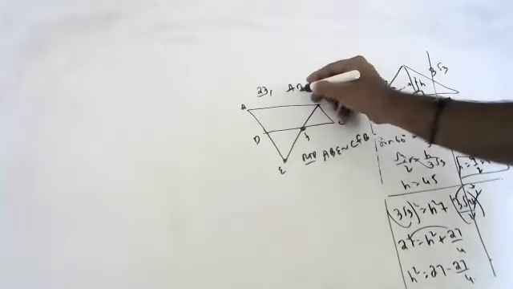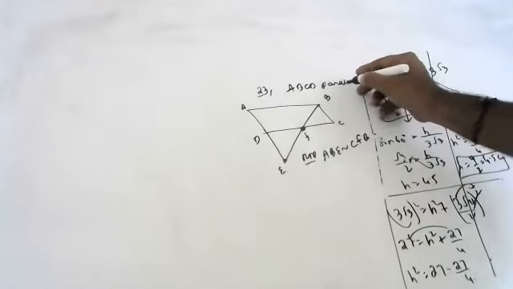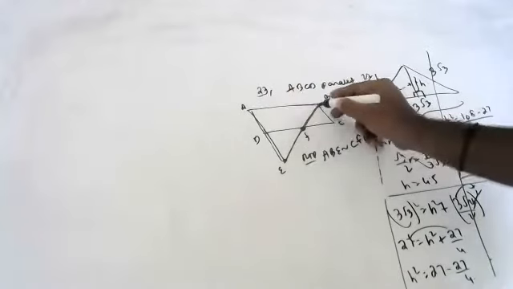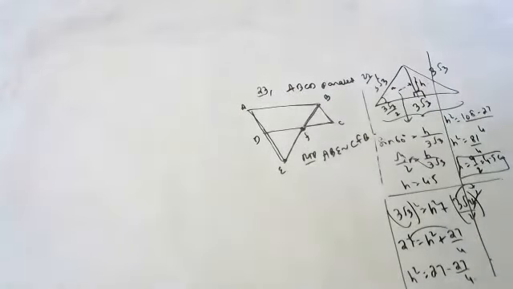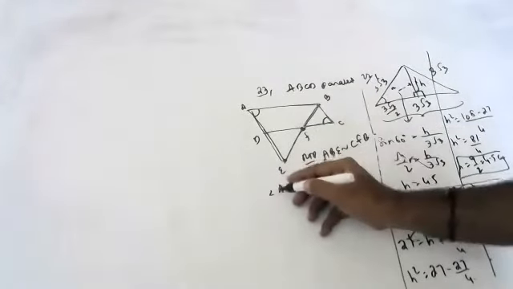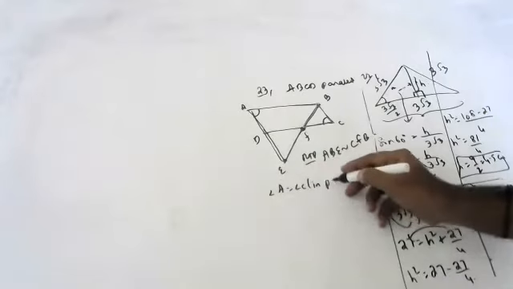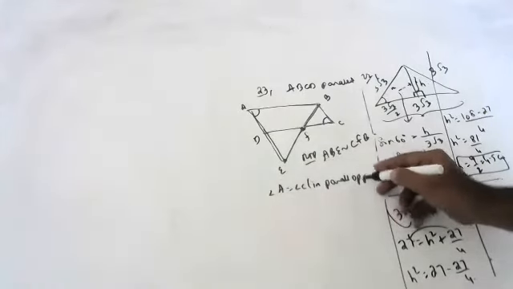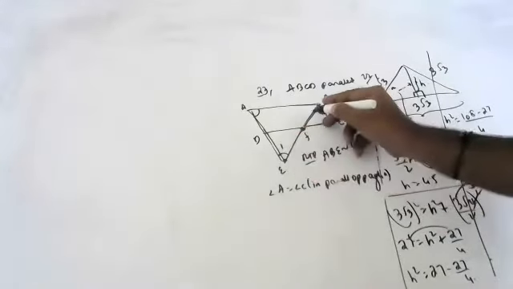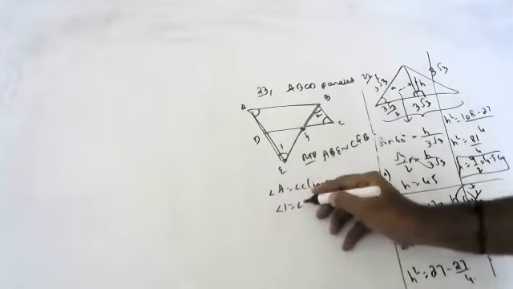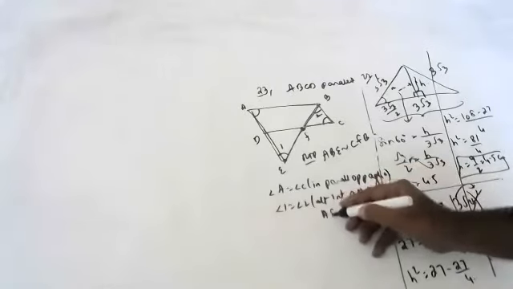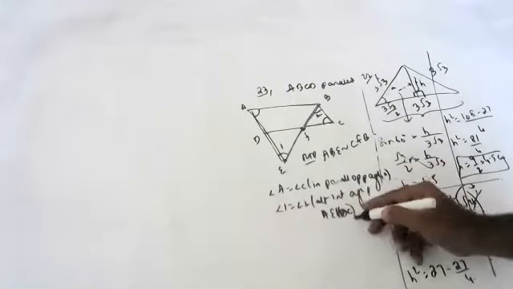Children, ABCD is a parallelogram. We have to prove that this triangle ABE is similar to this triangle. Can we prove it, children, like that? Yes. Sir, vertically opposite and alternate interior. Angle A is equal to angle C. Why, children? In a parallelogram, opposite angles are equal. Angle 1 is equal to angle 2. Why, children? Alternate interior angles, since AE is parallel to BC. Okay, children.